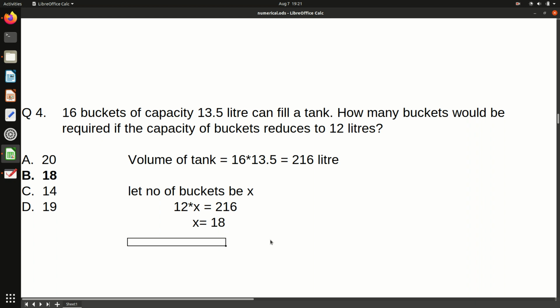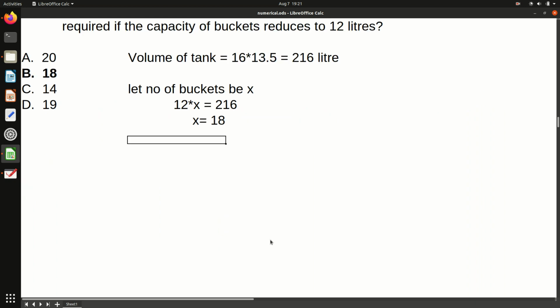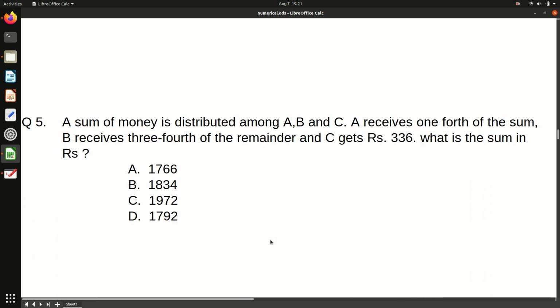So this was the next question. Okay, so let us move to the next one. We have this question. Try to solve it yourself also. Okay. So the question is, a sum of money is distributed among A, B and C. A receives 1/4 of the sum, B receives 3/4 of the remainder, and C gets 336 rupees. What is the sum in rupees?